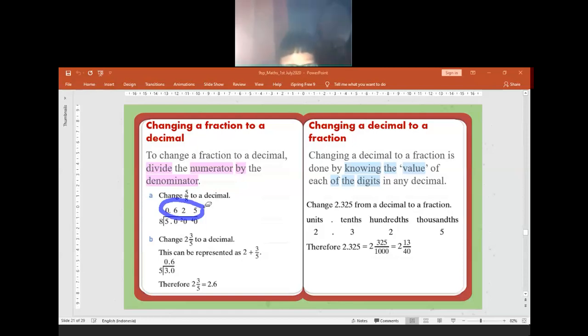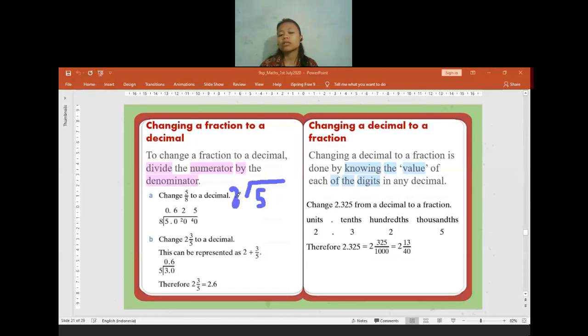Okay, is 5 divisible by 8? No. Can I do 5 divided by 8? 0 point. Okay, so I will put 0 point, right? What number will it be if it is 0 point? So for the 5 I can put 0. 50 divided by 8, it will be how many?